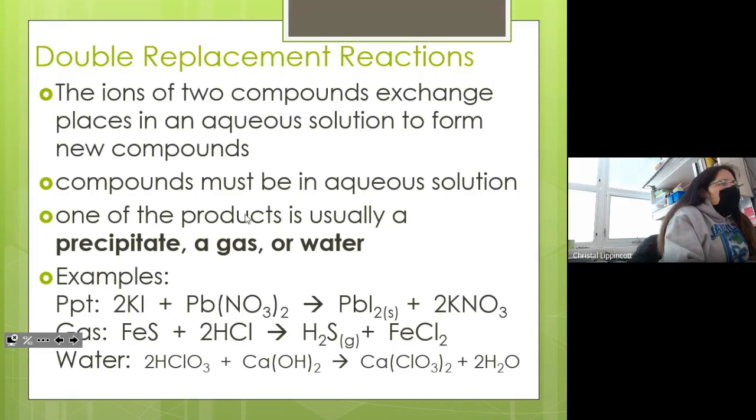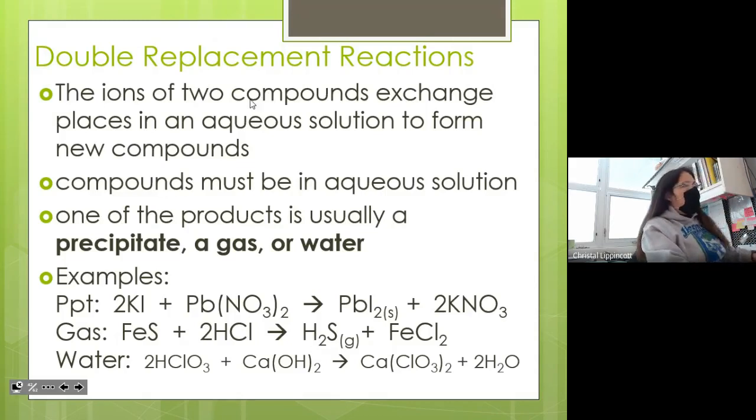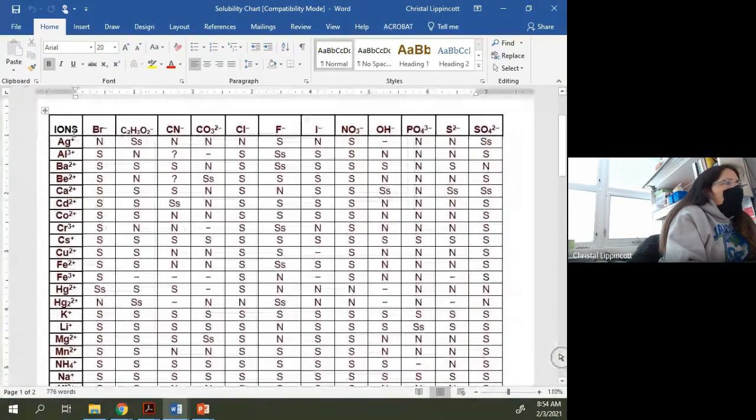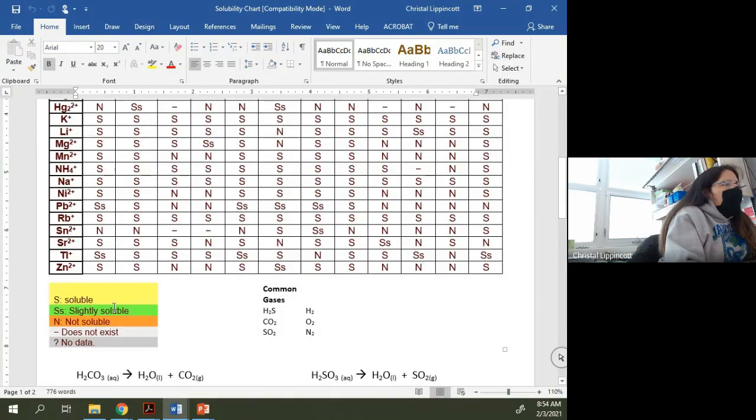But we need to make sure that the reaction is actually going to run. And that's where this chart is going to help you. Okay? This is called a solubility chart. So you need to get used to reading that. And the solubility chart looks like this. Let me minimize that a little bit so we can work with it. Your cations are along the side, and your anions are across the top. And down at the bottom, there's a key that tells you what these letters mean.